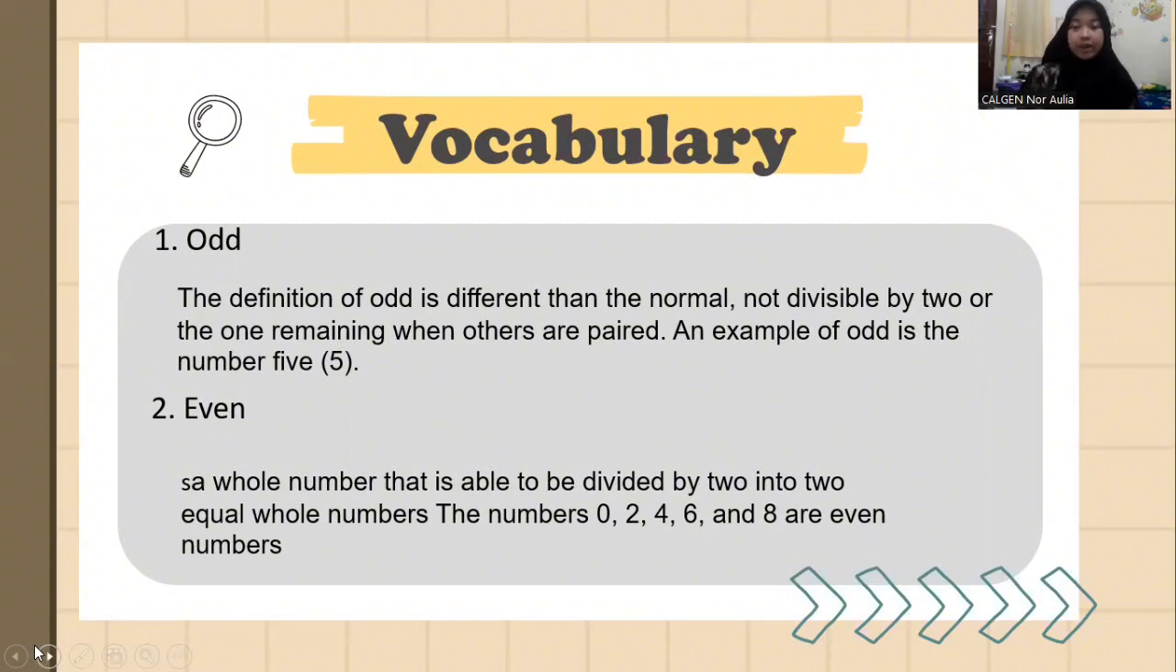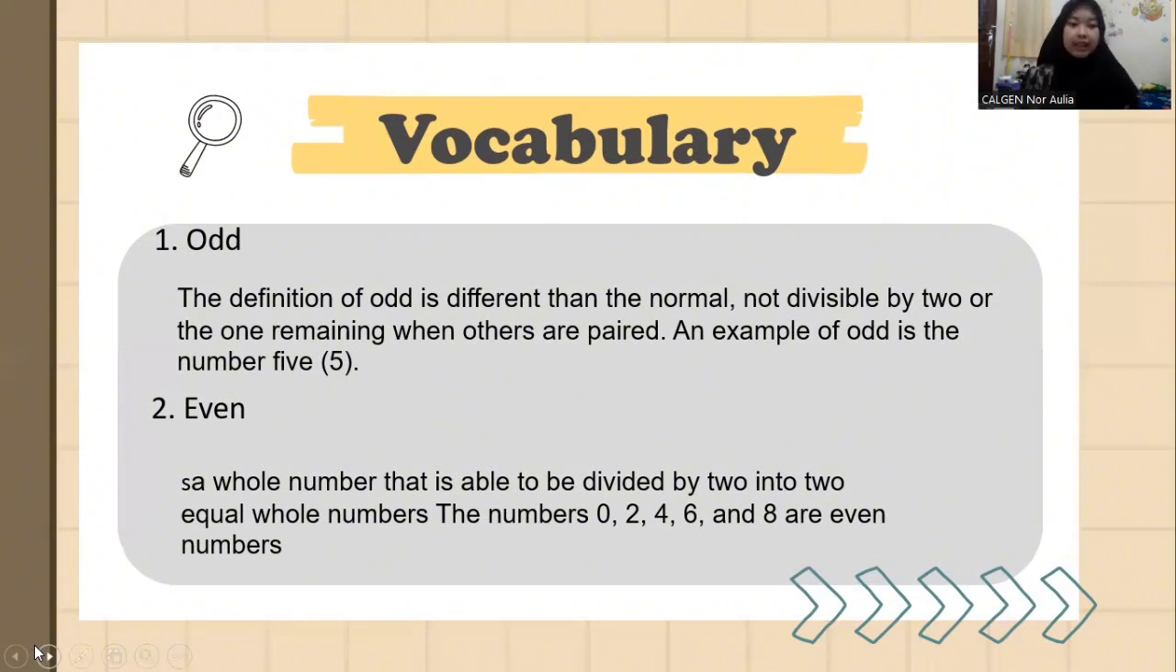So the definition of odd is different than the normal, not divisible by 2 or the one remaining when others are paired. For a simple example of odd, it's like 1, 3, 5, 7, and 9.